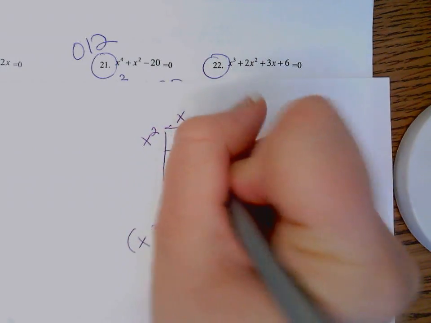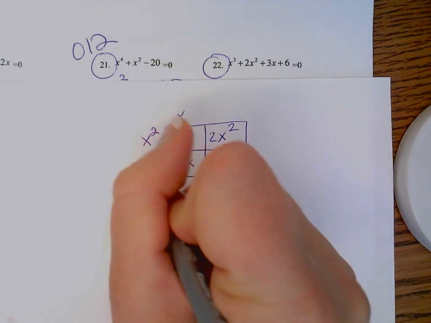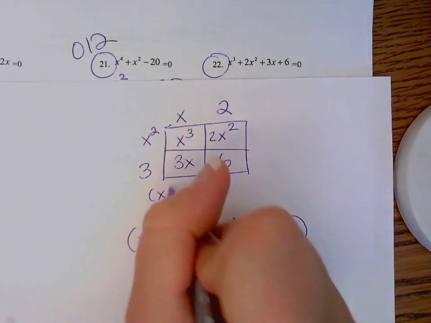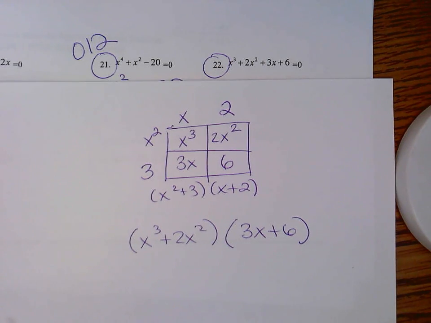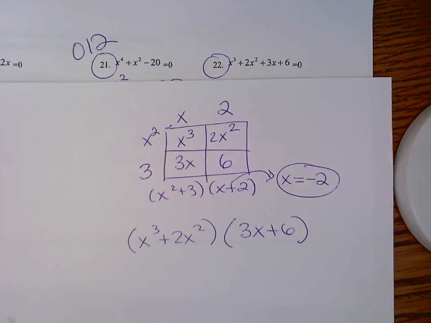So if I did the box, it would be x squared times x. This would need a 3, and this would need a 2, right? So x squared plus 3 times x plus 2 would be my factors. So my only x-intercept would be at -2, right?